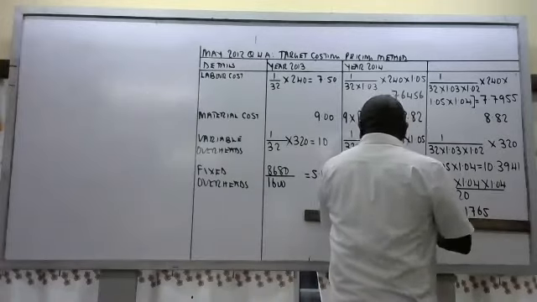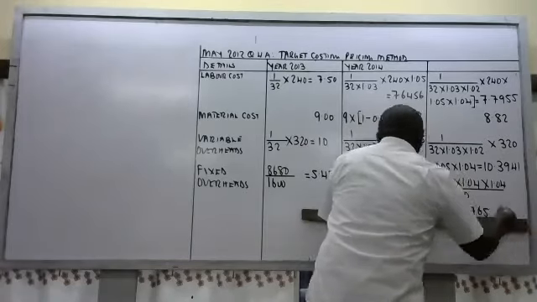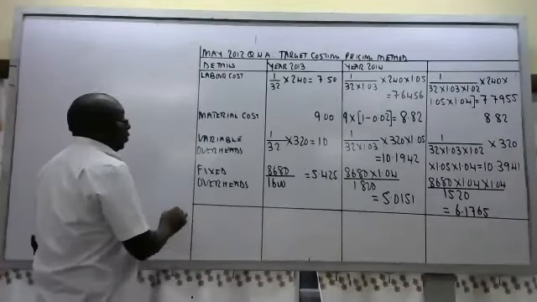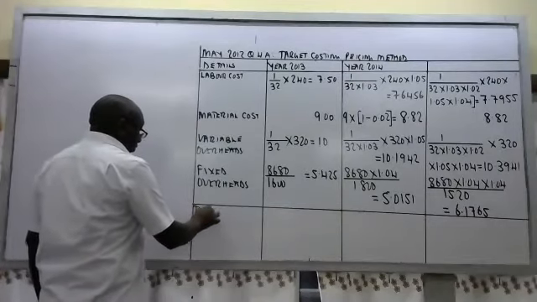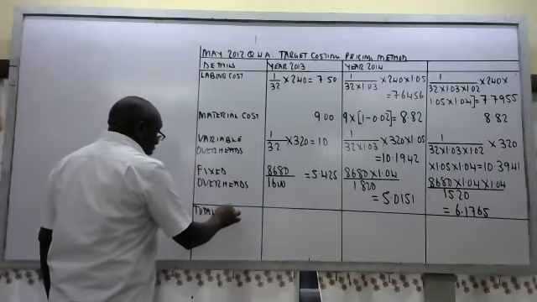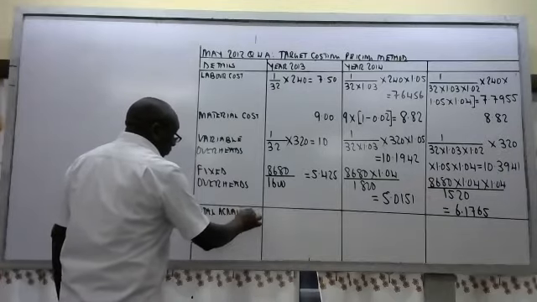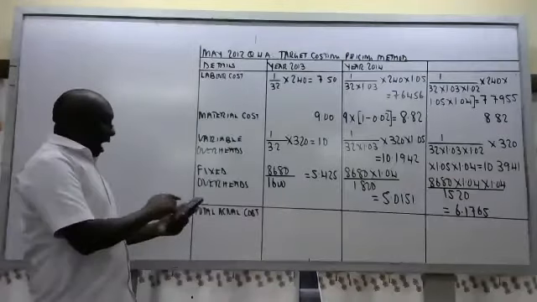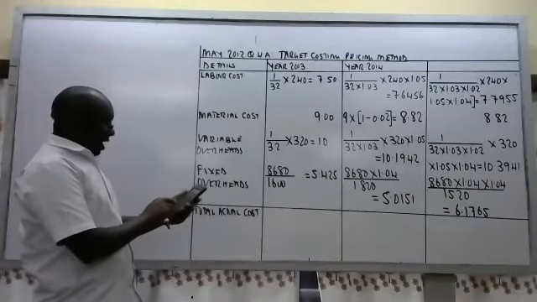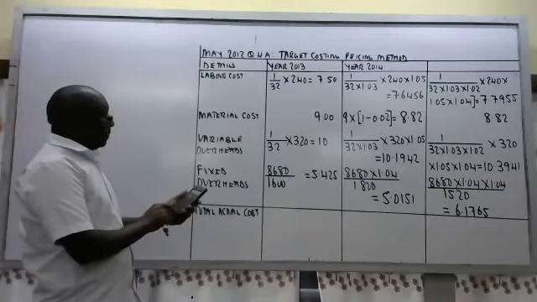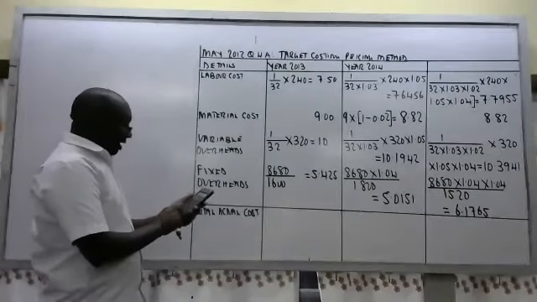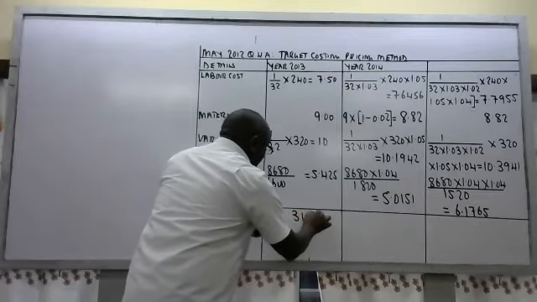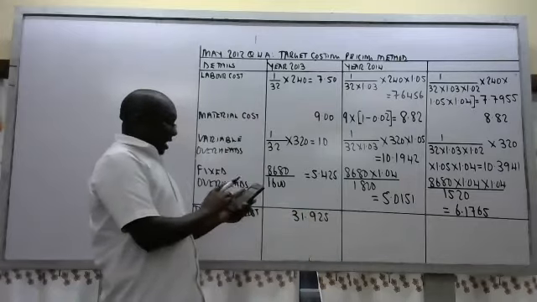So with that now, we are able to come down here and get what we call total actual costs. Hapa utasema ni 7.5 plus 9 plus 10 plus 5.425. I'm getting that 31.925.